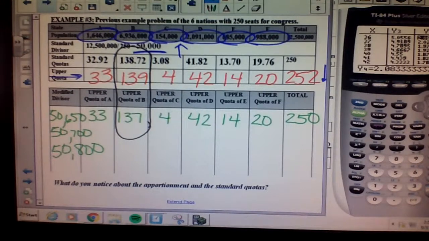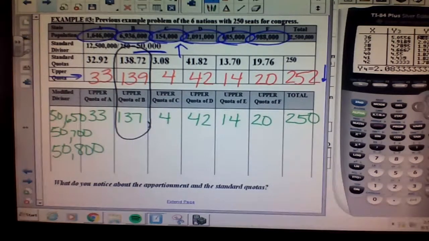Look at your standard quota, 138.72, which means according to the quota rule, we can't go any lower than 138 and we can't go any higher than 139. But somehow we got 137. So while Adam's method is good, it causes a lower quota violation.